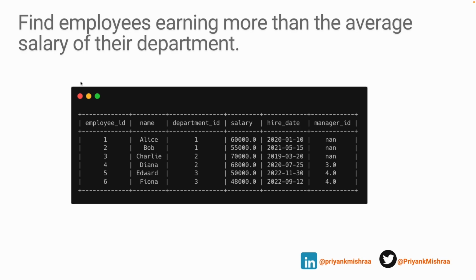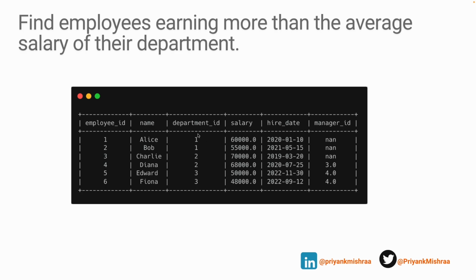Let's look at this question. Find employees earning more than the average salary of their department. So here you have the employees table, which has employee ID, name, department ID, salary, hire date, and manager ID. And you have to find the employees whose salary is more than the average salary of their department.